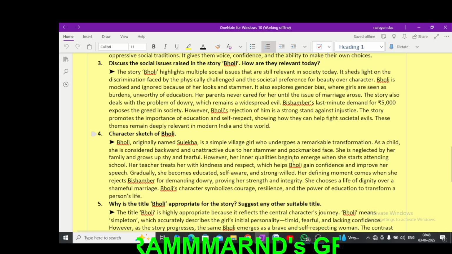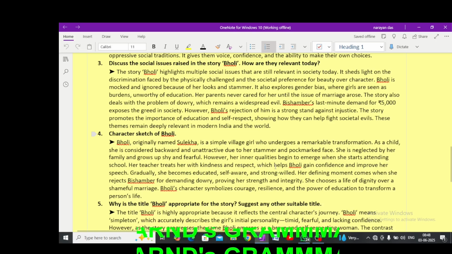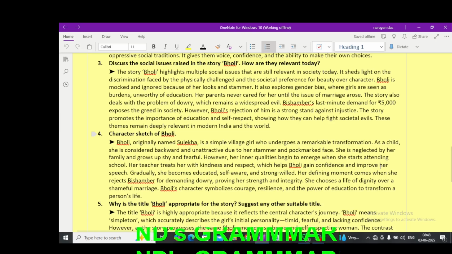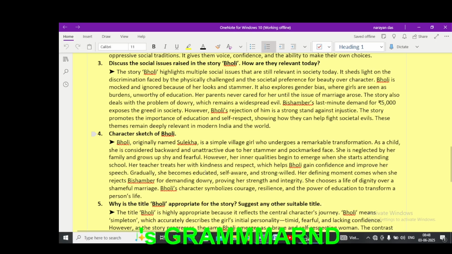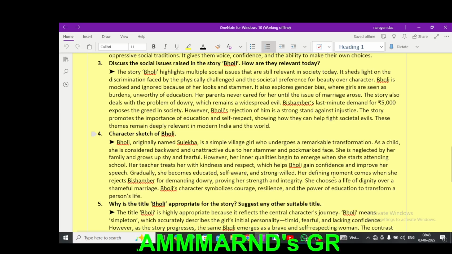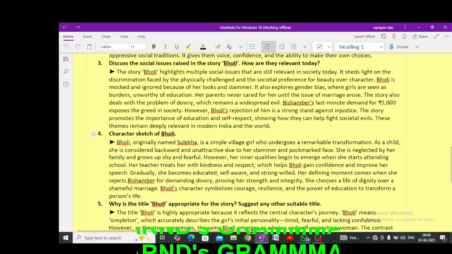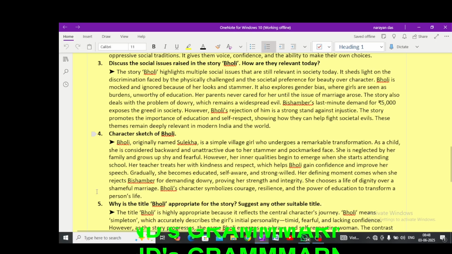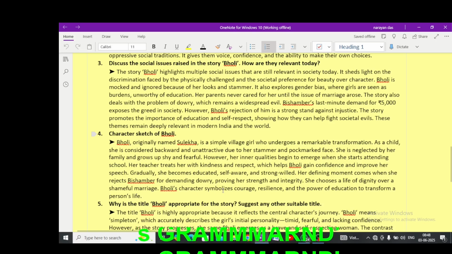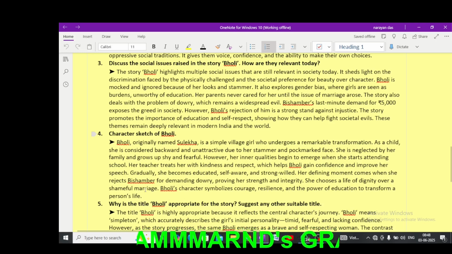However, her inner qualities begin to emerge when she starts attending school. Her teacher treats her with kindness and respect, which helps Bholi gain confidence and improve her speech. Gradually, she becomes educated, self-aware, and strong-willed. Her defining moment comes when she rejects Bishambar for demanding dowry, proving her strength and dignity. She chooses a life of dignity over a shameful marriage. Bholi's character symbolizes courage, resilience, and the power of education to transform personal life.